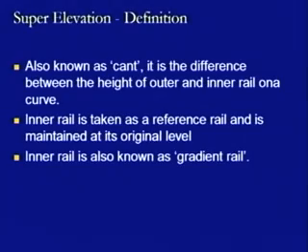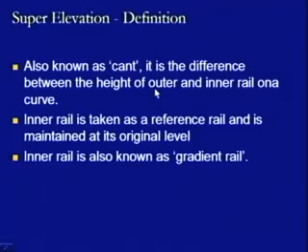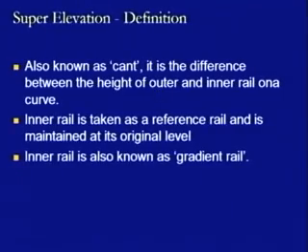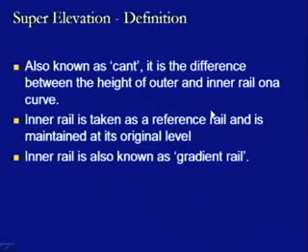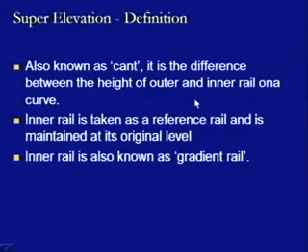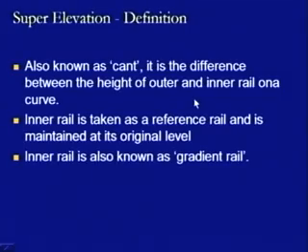Now, once we have completed the curves, we come to the next aspect, that is super elevation. First of all, we define super elevation. Super elevation is also known as cant. It is the difference between the height of the outer and the inner rail on a curve. By using this measurement, whatever is the difference between the levels of the inner and the outer rail on a curve, that value is defined as super elevation.